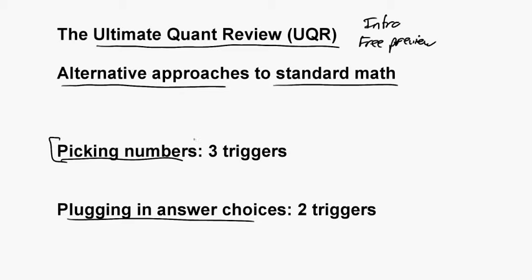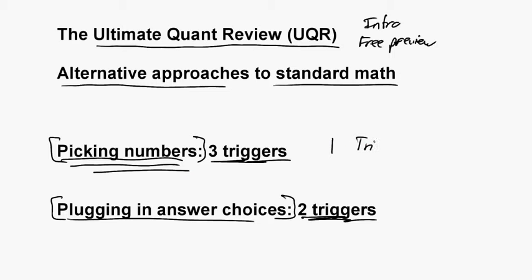So picking numbers, got 3 triggers there. Plugging in answer choices, got 2 triggers there. And in this video, I'm just going to discuss picking numbers, and I'm just going to discuss one trigger. That's it in this particular video, and in this free preview, by the way. In the actual course, you will of course see all 3 triggers, as well as the 2 triggers for plugging in answer choices, and the method behind how to pick numbers and how to plug in answer choices. But for now, why don't we just talk about this first trigger, please?